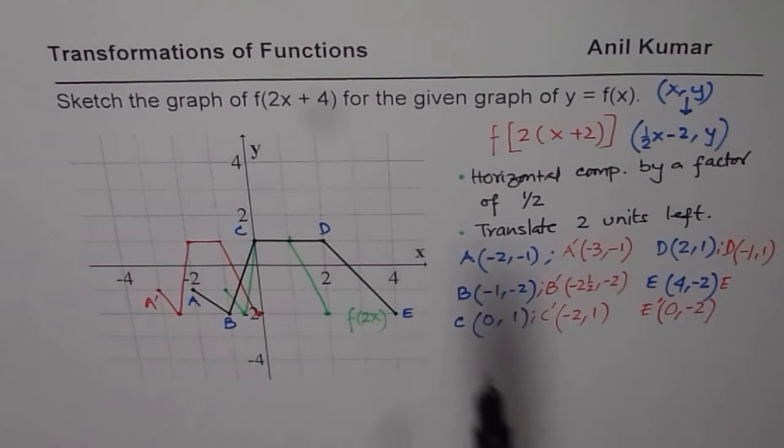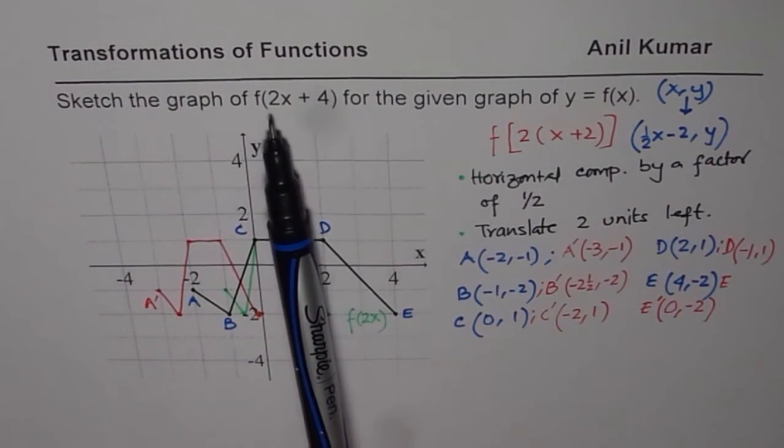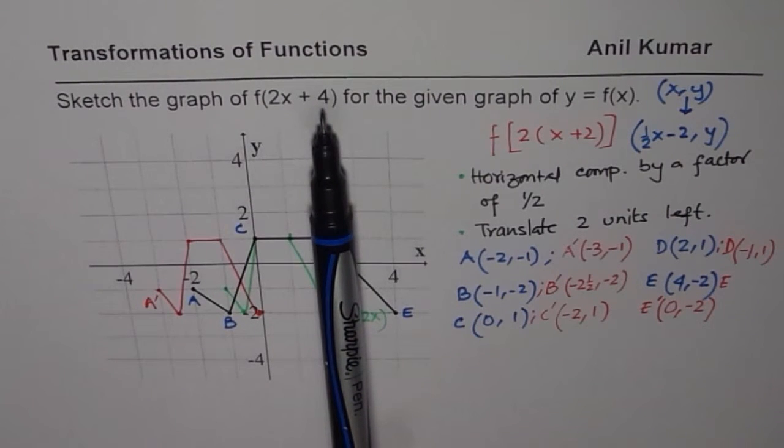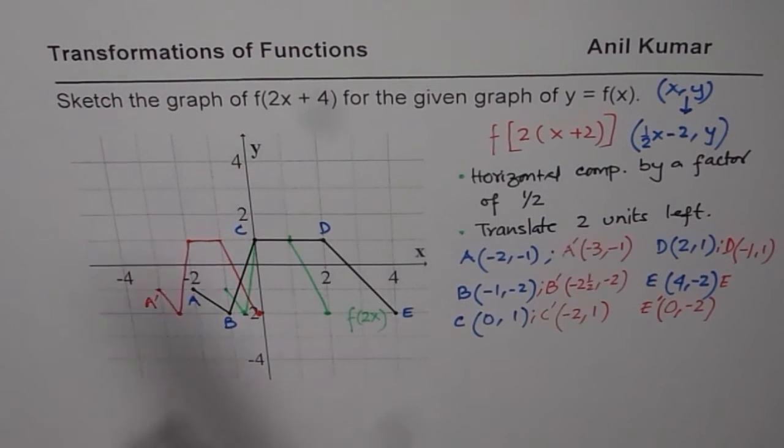The important thing here is, to begin with, you need to factor out this 2 so that you clearly know what the horizontal translation is. Otherwise, you may make a mistake. It is not 4 to the left, it is 2 to the left.